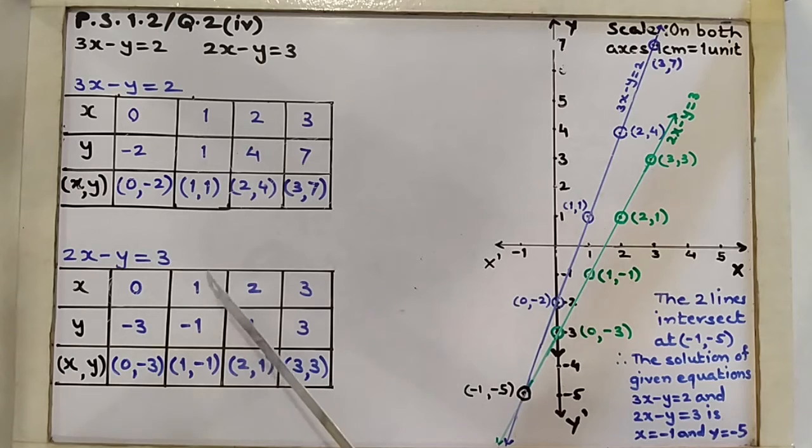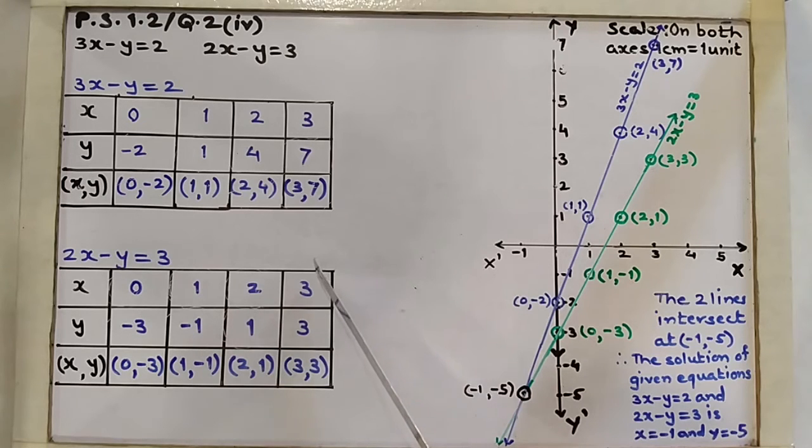In the second case, assume the value of x as 1. Putting the value of x in the equation, the corresponding value of y is minus 1. So the ordered pair will be 1 comma minus 1. In the third case, I have assumed the value of x as 2. Again, we'll put this value in the equation, and the corresponding value of y we get is 1. So the ordered pair will be 2 comma 1.